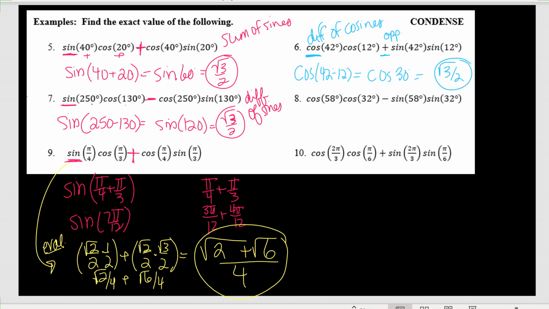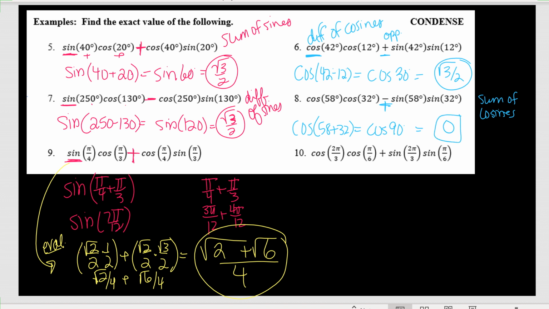Now, we've gotten that answer several times, but it's not the only answer, I promise. All right, number 8, cosine of 58 cosine of 32 minus sine of 58 sine of 32. And this one is the sum of cosines. Remember, for our cosines, we have to do the opposite of what the operation sign tells us to do. So this will be cosine of 58 plus 32, giving us cosine of 90 degrees. And our x value at 90 degrees is 0.